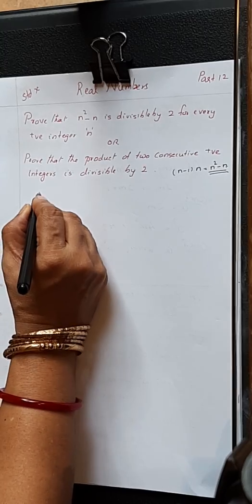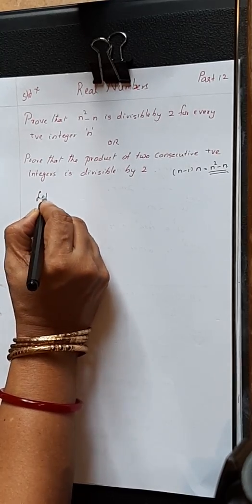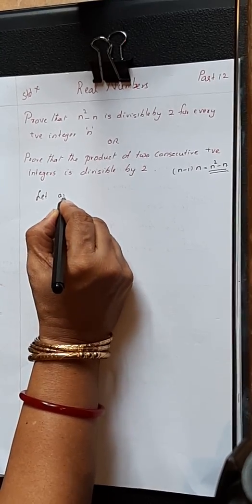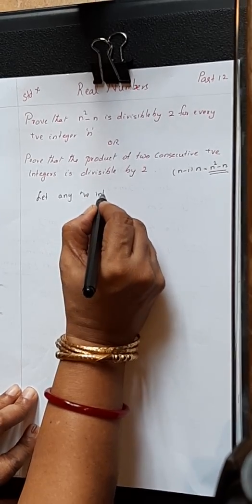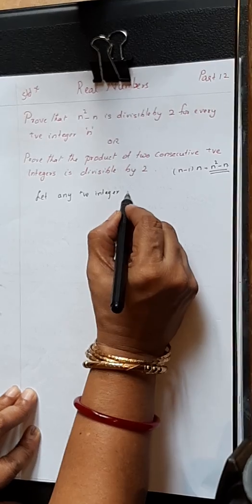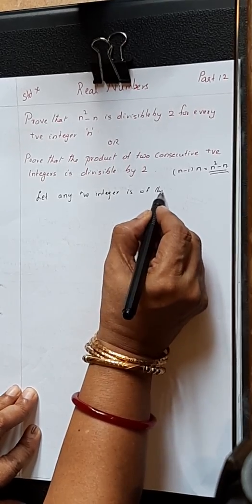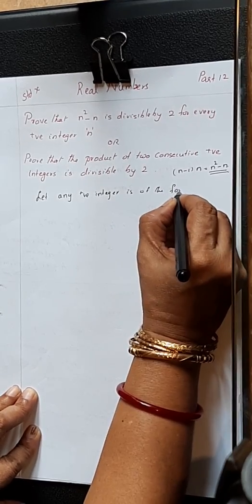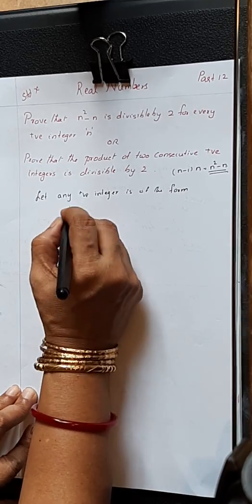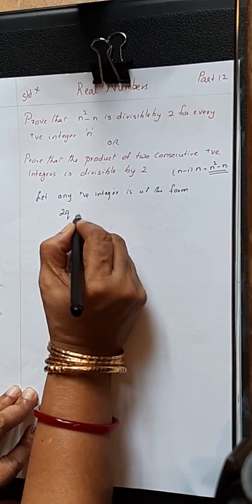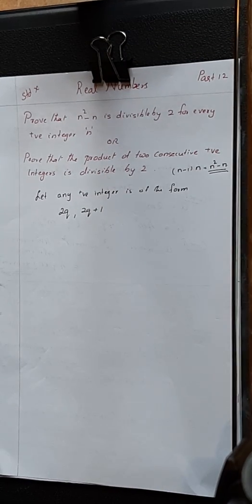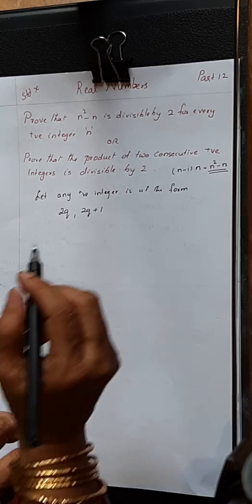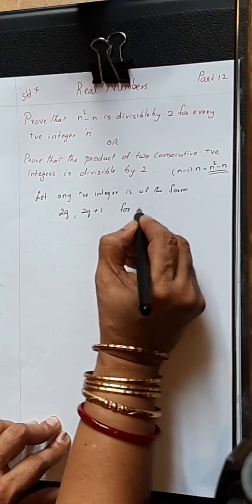So we will take any positive integer is of the form 2q and 2q plus 1, because the divisor is 2, so the remainder will be 0 and 1. That's why it is 2q and 2q plus 1 for some integer q.